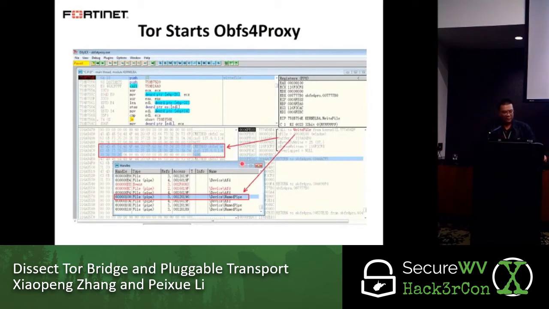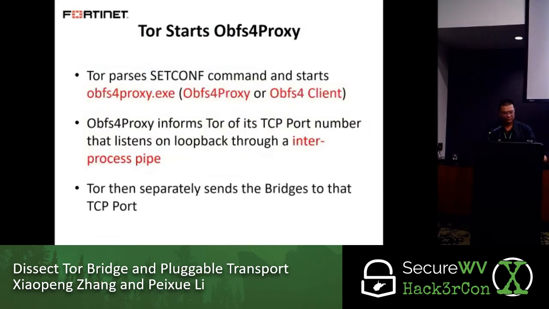This is a screenshot of a debugger. It called the WriteFile function, where the file handle is a named pipe and the send buffer contains that TCP port. After that, Tor separately sends the bridge nodes to that port.